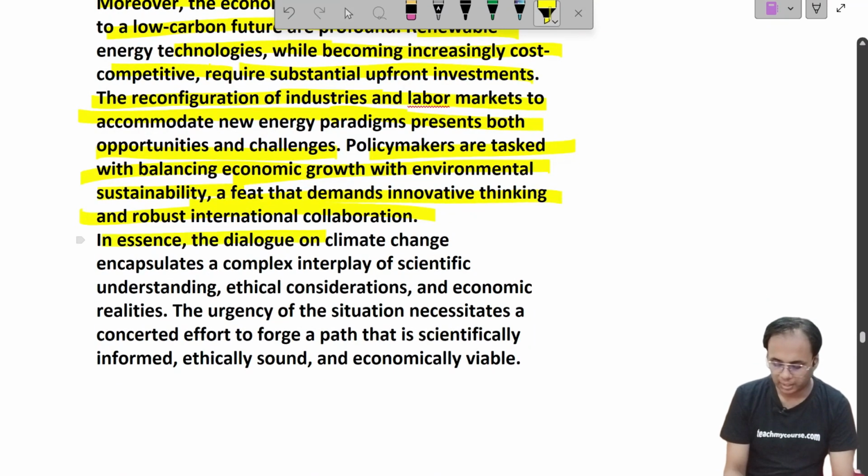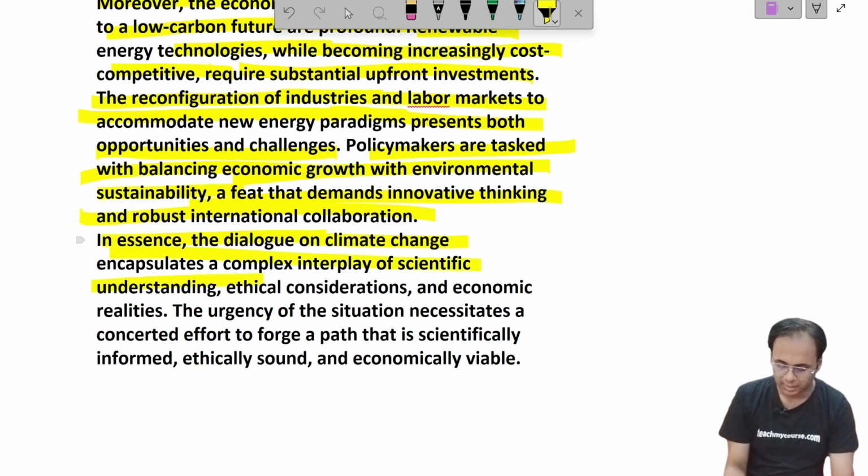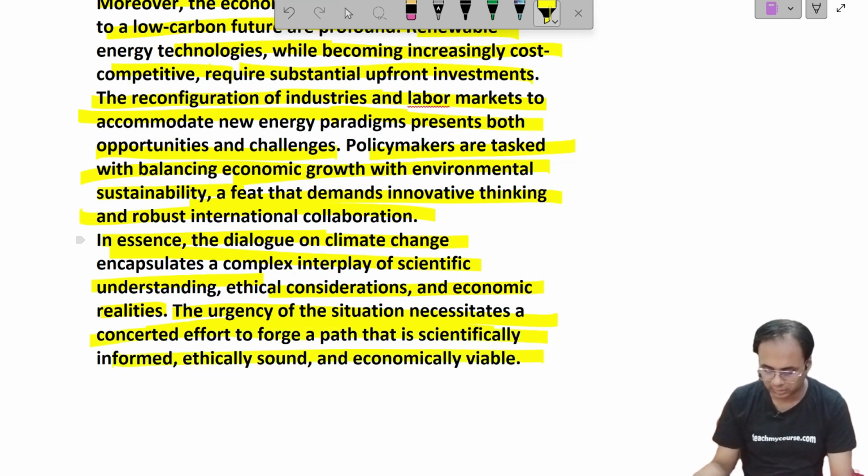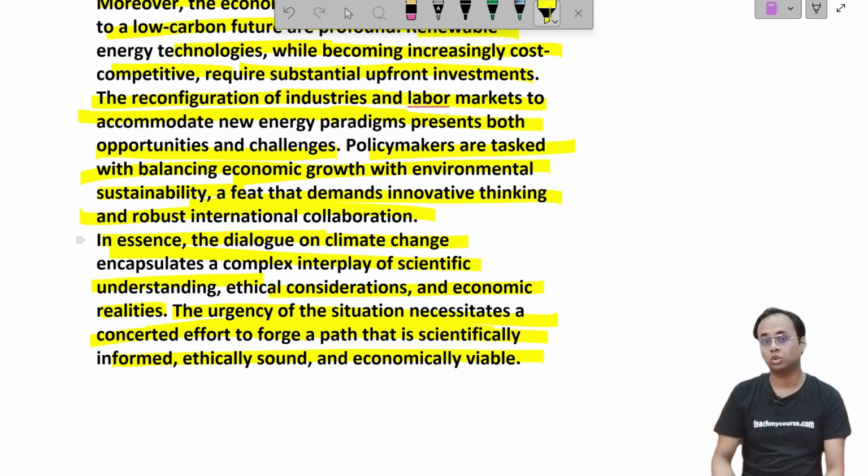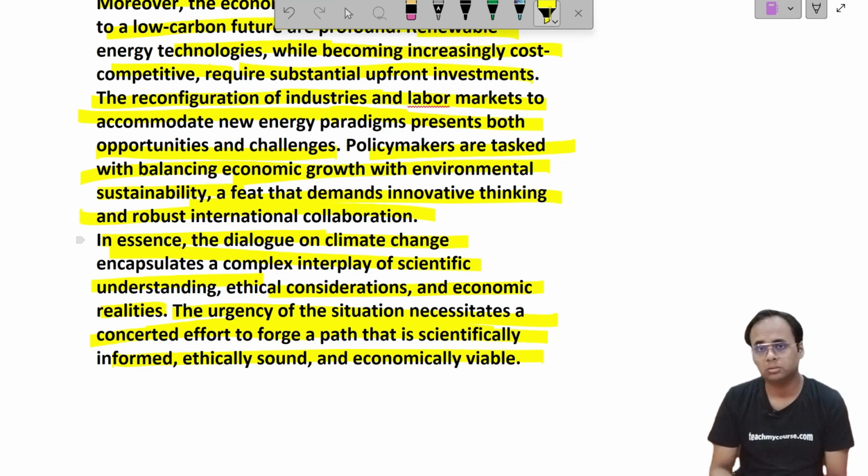In essence, the dialogue on climate change encapsulates a complex interplay of scientific understanding, ethical considerations, and economic realities. The urgency of the situation necessitates a concerted effort to forge a path that is scientifically informed, ethically sound, and economically viable. So, obviously, it should be ethical. Whatever the strategy that is the go-to strategy from here, it has to be ethical. It has to be economically sound. It has to be a sustainably sound strategy.